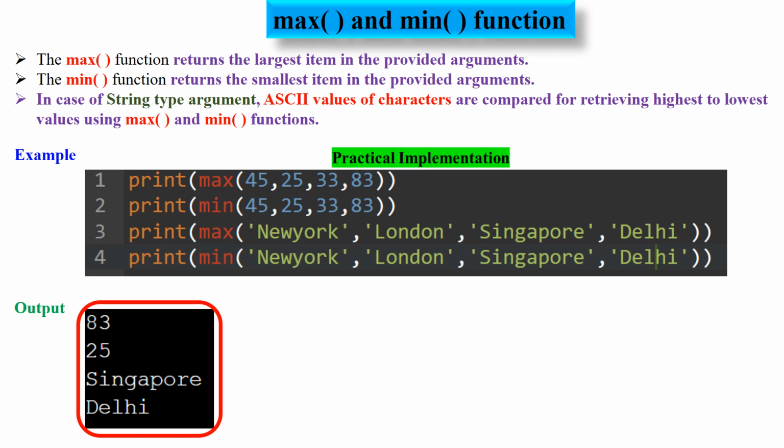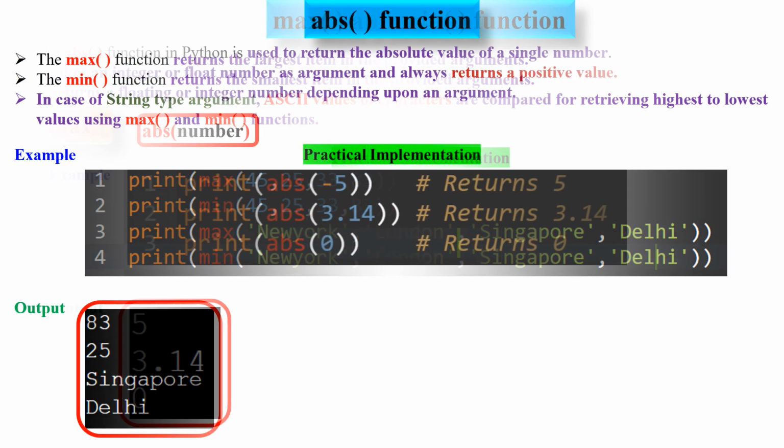In line 3, the max function compares the strings using ASCII values and returns the largest string among them, which is Singapore. The ASCII value of uppercase S is 83. In line 4, the min function compares the strings using ASCII values and returns the smallest string among them, which is Delhi. The ASCII value of the uppercase letter D is 68.